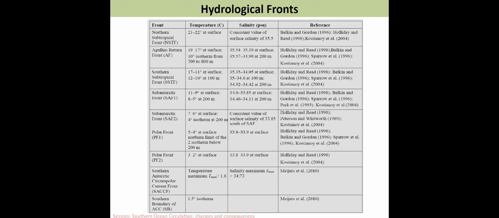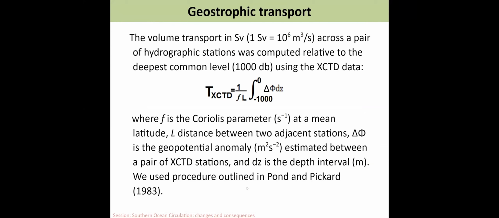Now, for the hydrological fronts, we have used traditional definitions provided in the literature, using temperature and salinity criteria following Belkin, Gordon, and a host of other references. Volume transport we have estimated across pairs of hydrographic stations, computed relative to the deepest common level, that is 1,000 dB, which is the deepest level attained by the XCTD probes. We use a simple equation which gives the dynamic topography difference between a pair of stations. Here is the difference, here is the Coriolis parameter, the distance between the 2 stations, and the geopotential anomaly between the 2 stations, and we have the depth. This procedure is as outlined in Pond and Pickard 1983.